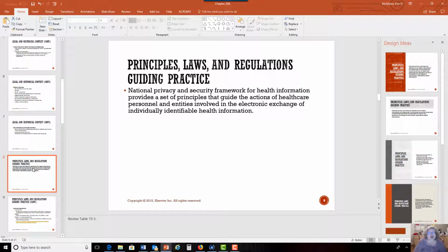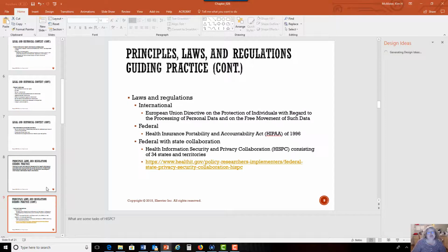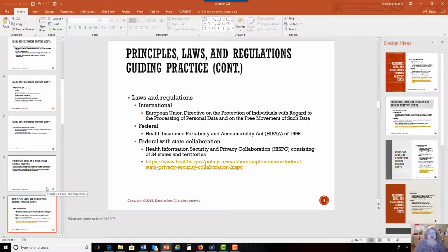Also know there's a National Privacy and Security Framework for Health and Professionals that provides principles for practice. And again, it provides the basis for privacy policies as well. There are laws and regulations guiding the practice. Internationally, there are European Union directives. Federally, everyone's familiar with HIPAA. And then there are state and federal collaborations. And I provided this link for the Health Information Security and Privacy Collaboration.